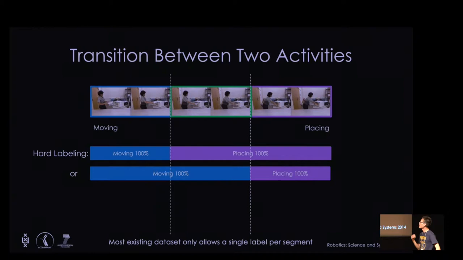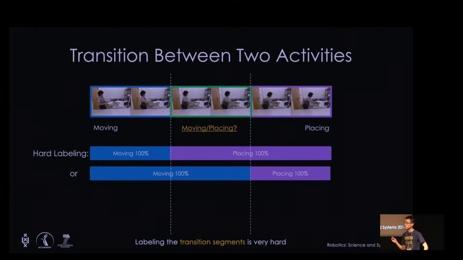Let's take a look at this example here. The first two segments are a moving activity. The last two are placing activity. However, for the activity label in between, the transition segment, it's very hard to tell which activity it belongs to. If we look into the existing data sets, most of them only have one activity label associated with the transition segment. So we think this is not the right way to do so.